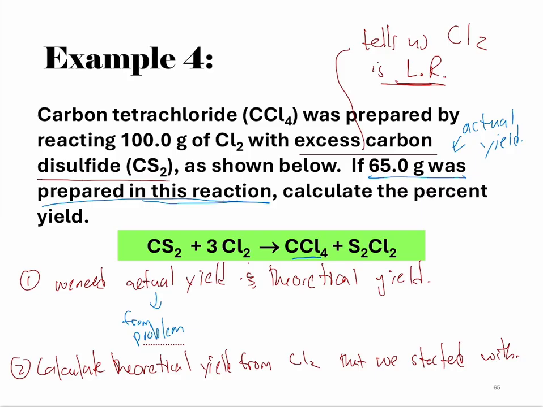We start off with 100 grams of chlorine gas, and we're going to need to calculate how much carbon tetrachloride we make. There's a lot of C's there. I'm getting mixed up.